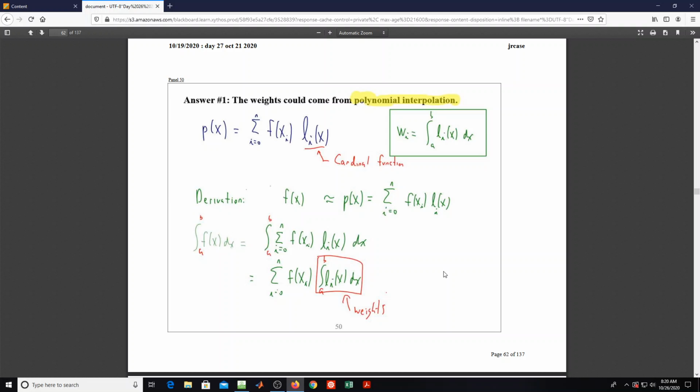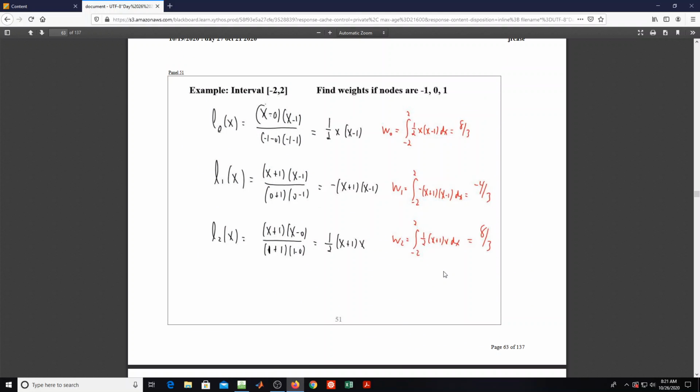And so let's suppose that we have f of x equal to this, and we integrate both sides. We've got a sum of integrations, and now we can take the sum and integration and swap them. And now if we integrate these, these will be the weights for our integration formula. Okay?